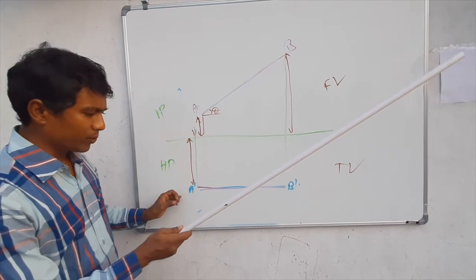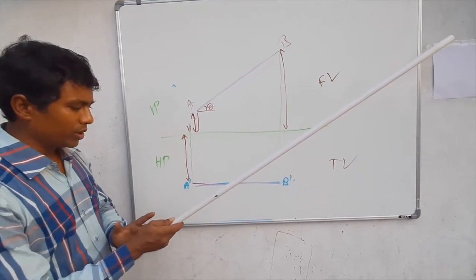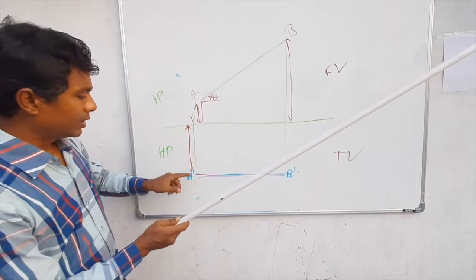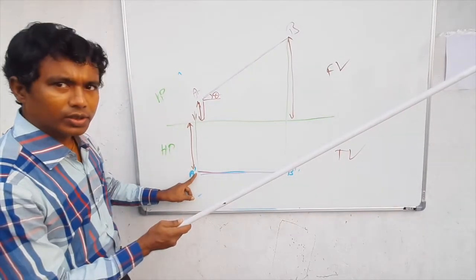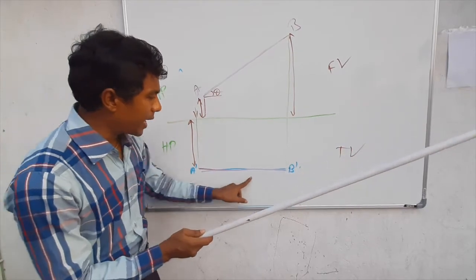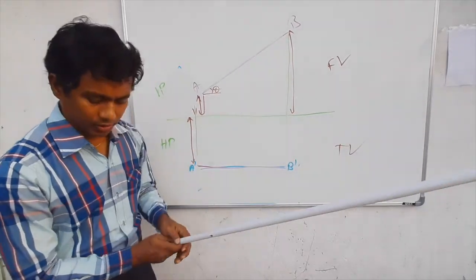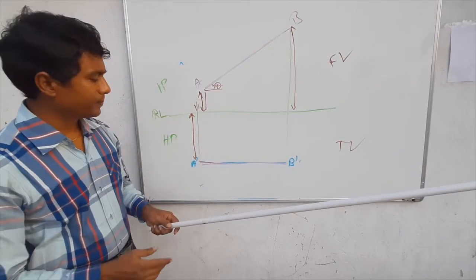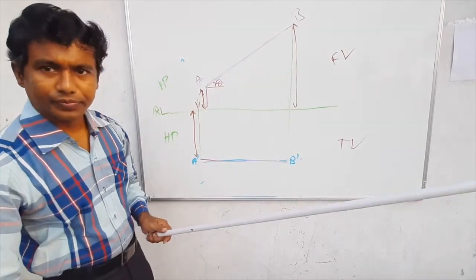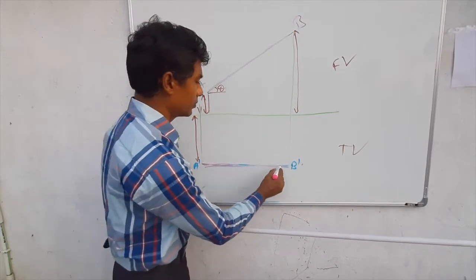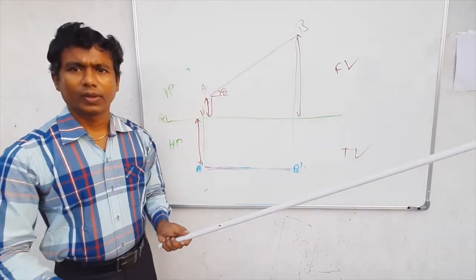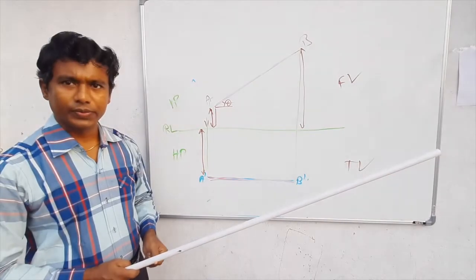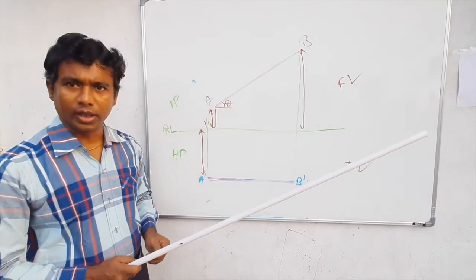So what's the distance of A in front of VP? What is the distance? That is this. Now you are getting A dash point. From A dash point, draw a line parallel to reference line. Then this is the line. In detail, I will discuss this method with a slideshow. All this drawing I will discuss now.